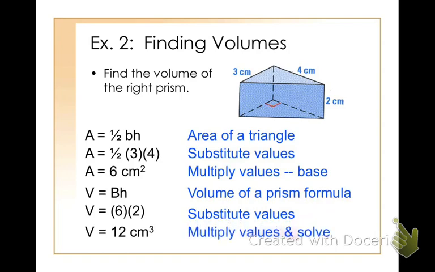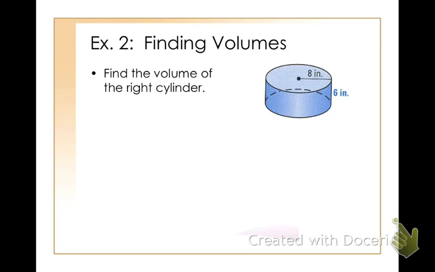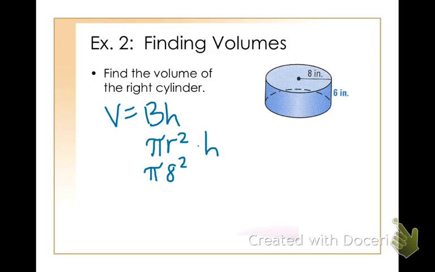Okay. What about our cylinder here? Again, we're using the same formula. Volume equals area of the base times the height. In this case, the area of the base is pi r squared times h. So we have pi times 8, which is the radius, squared, times 6.